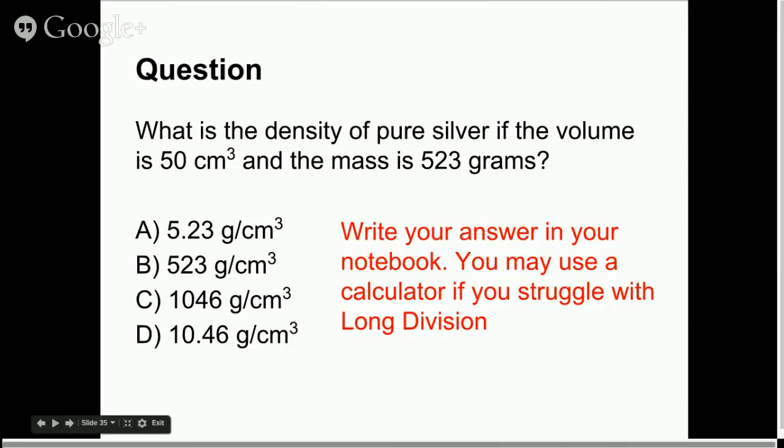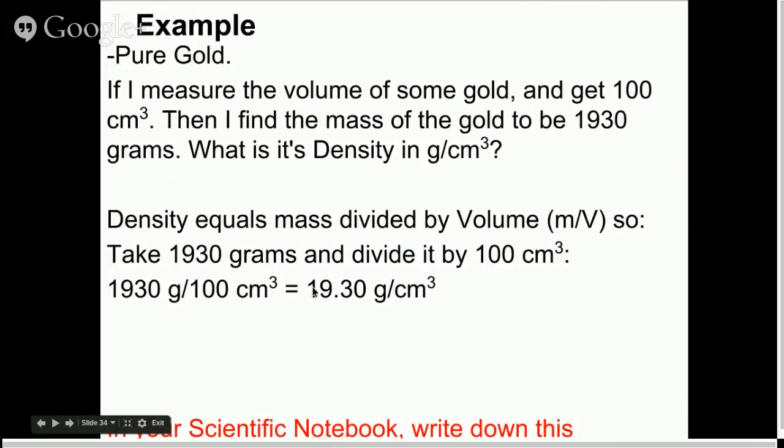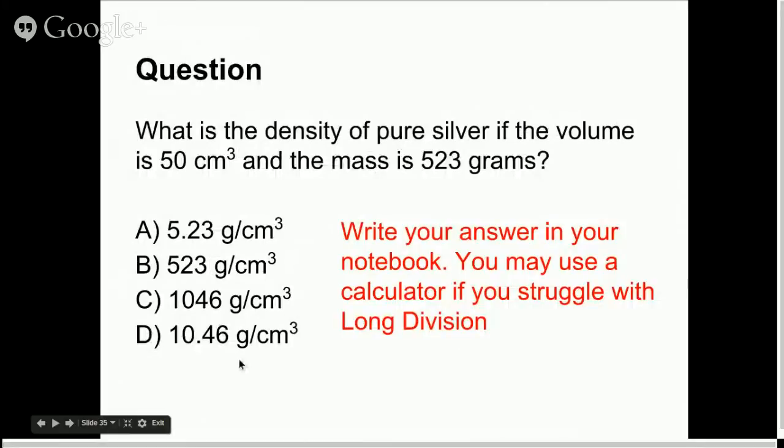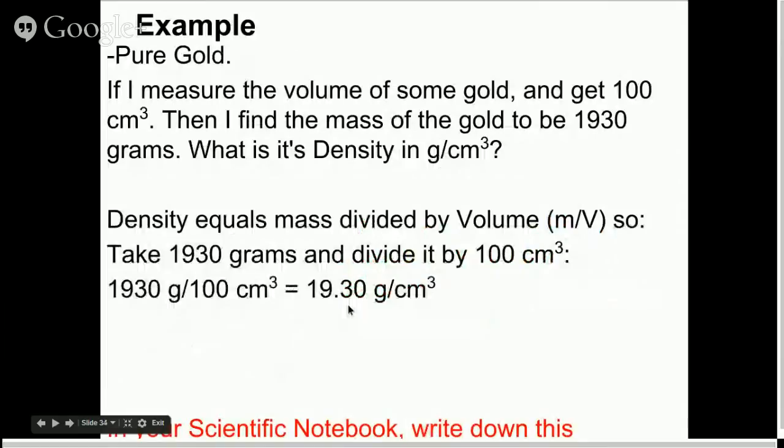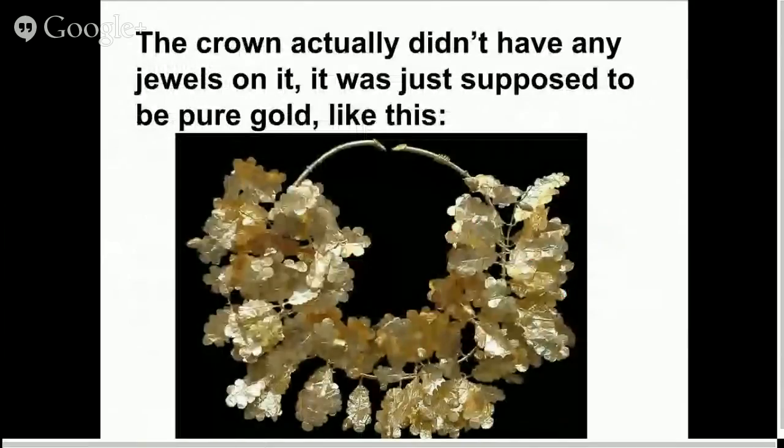All right, the correct answer to this is D, 10.46 grams per cubic centimeter. So I would take this number and divide it by 50. Okay, that gives me this. Notice silver has a smaller density than gold. This is gold. This is silver. Silver is less dense. So the molecules inside of gold are closer together than in silver.